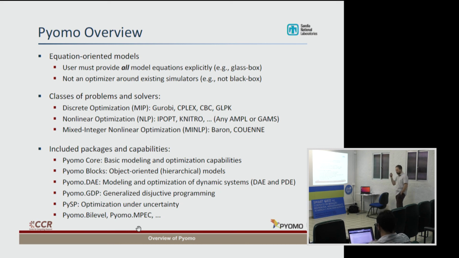Knitro, I guess, is private. I'm not sure if it's open source, but it's also a well-known solver. And there are some solvers for mixed integer nonlinear programming, Baron and Couenne, which both are on the COIN-OR website that I showed you. So they are all listed in the table I gave you at the end of the past section.